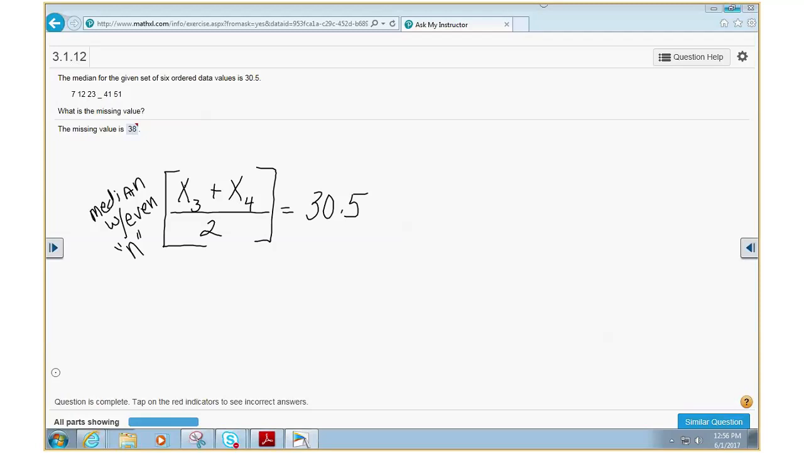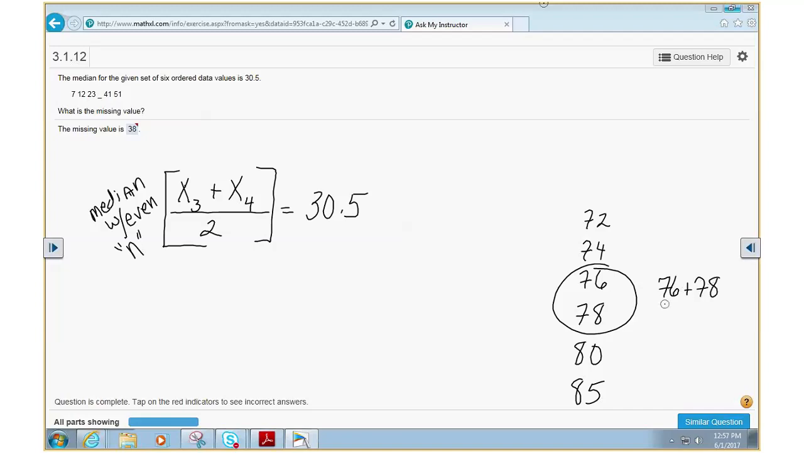Okay, so let's go back to our grades. 72, 74, 76, 78, 80, and 85. All right, 1, 2, 3, 4, 5, 6. There's 6 numbers here. How do you find the median? You take these two, 76 plus 78, and divide by 2, and that will give you the middle number, which is right there. So that formula is right there.